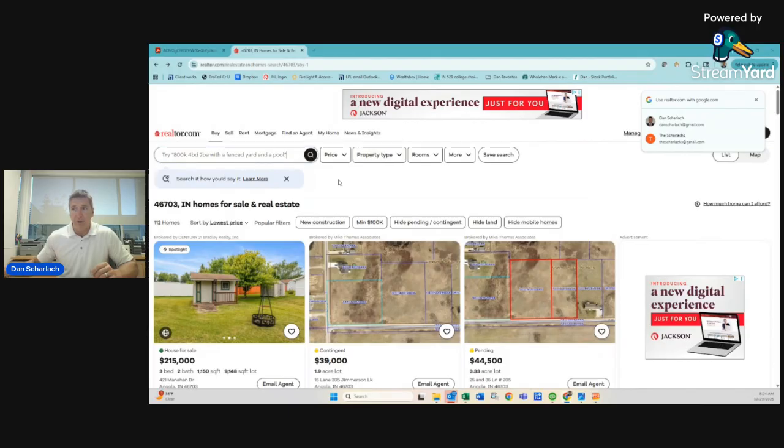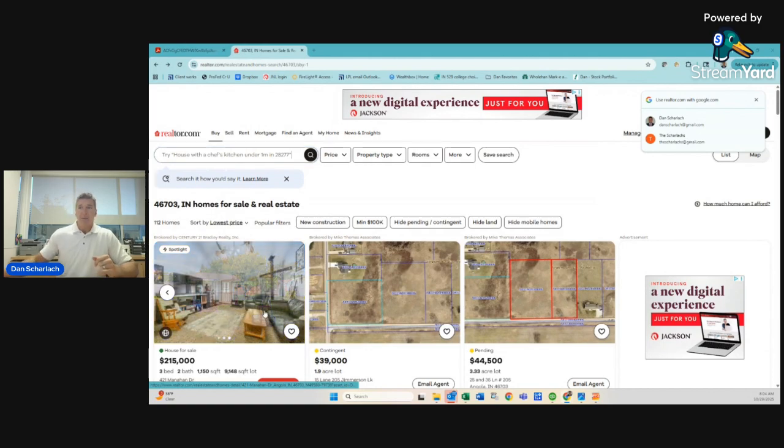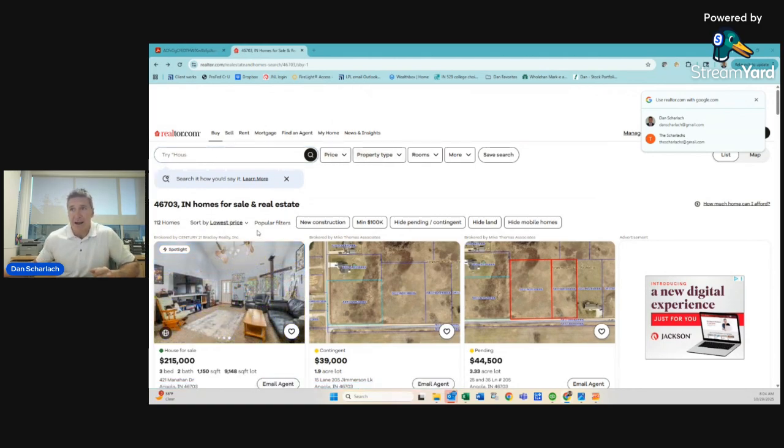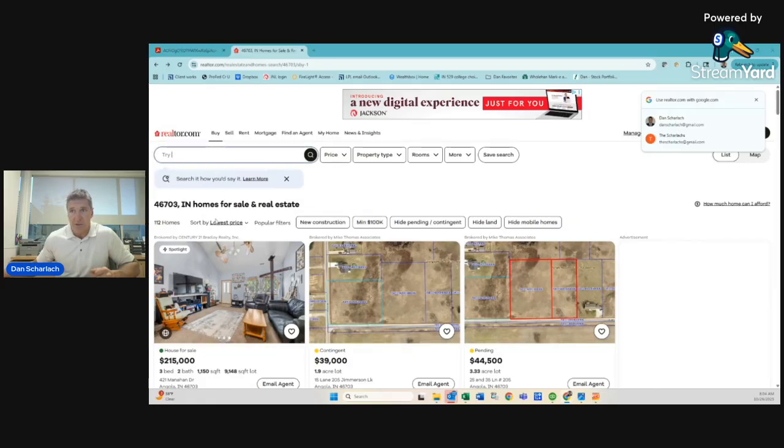So I have realtor.com up. This is probably my go-to. This and Zillow are my go-to sites for finding houses. I come over here and I search. As you can see, there's different ways you can sort here. I sort by the lowest price.